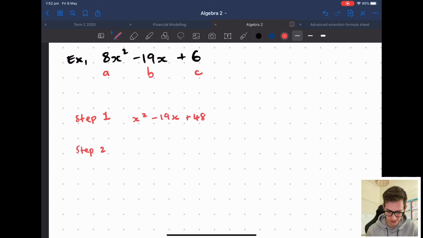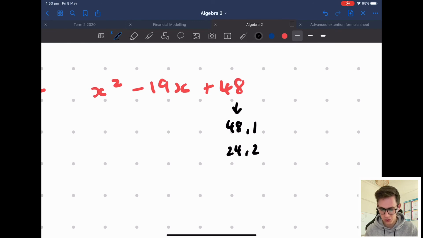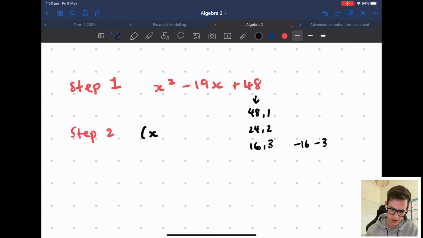Step 2 is to factorize that. So I say to myself, right, what are the factors of 48? It's 48 and 1, 24 and 2, what else? 16 and 3. And you can honestly start to use a bit of intuition here and say well, that doesn't work, that doesn't work. But 16 and 3, I can use those to make the number 19. And if you can make the number, you can usually jump to the answer. That must be negative 16 and negative 3. So that's going to be my factorization.